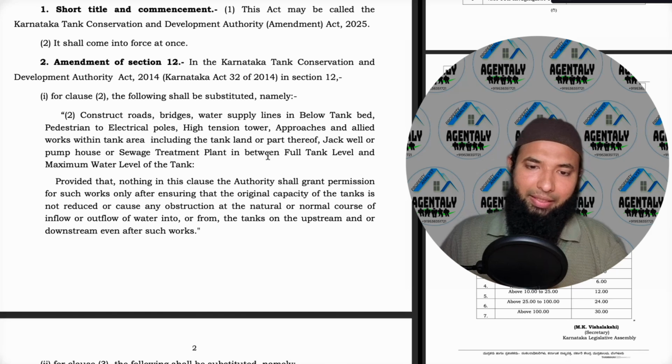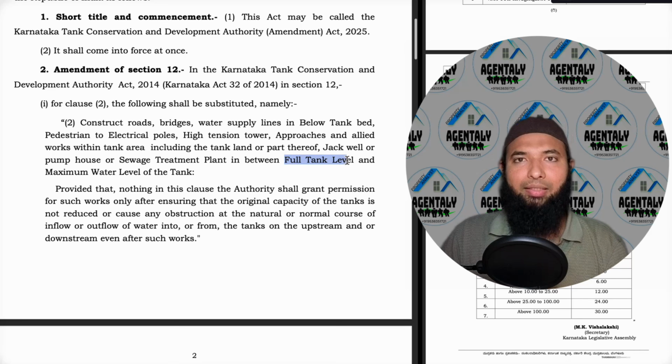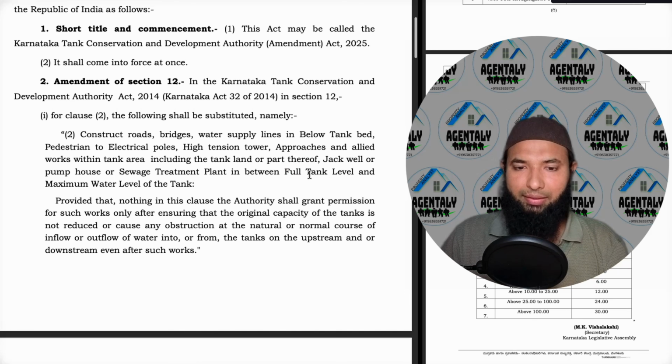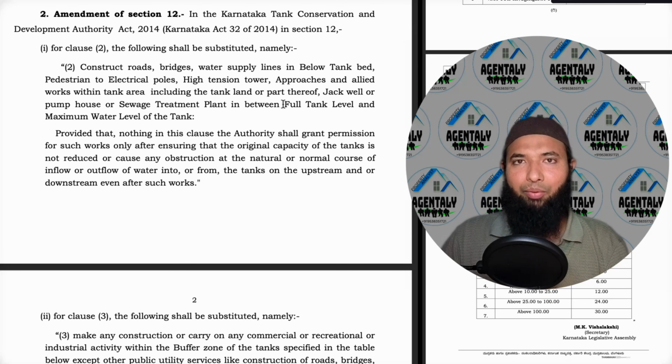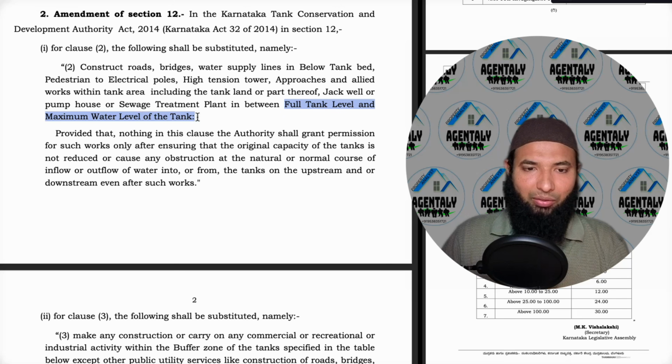in between FTL. So they are directly using the term FTL, that is tank boundary or lake boundary, that is full tank level. Normally in Telangana, Andhra, they call it FTL only for tank boundaries. There you will have different rules like FTL, and one side is tank bund. So tank bund rules are different. There it is more complicated. Now these guys are also making it more complicated. Full tank level and maximum water level of the tank. So FTL is nothing but the lake boundary. So within the lake boundary, no person shall construct road or anything in these activities.